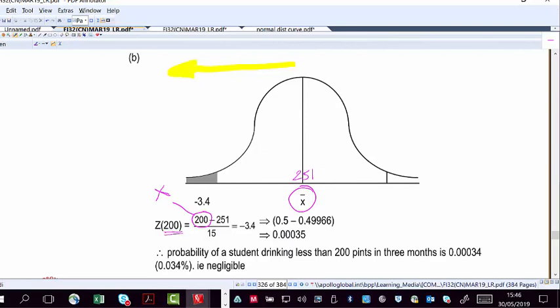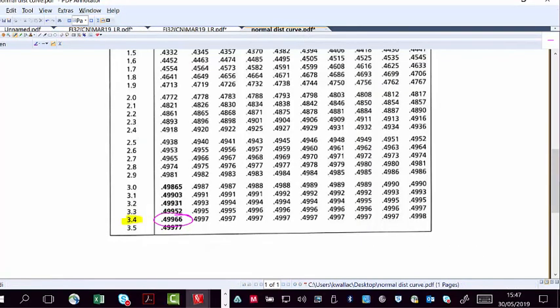Again, if we put it through the formula, where we take the 200 minus the 251 and divide it by the standard deviation of 15, we get negative 3.4. So this time our z-score is negative 3.4, and remember that's the number of standard deviations from the mean. If we go on to our normal distribution tables at 3.4, we will see a figure of 0.49966, which relates to 49.966%.